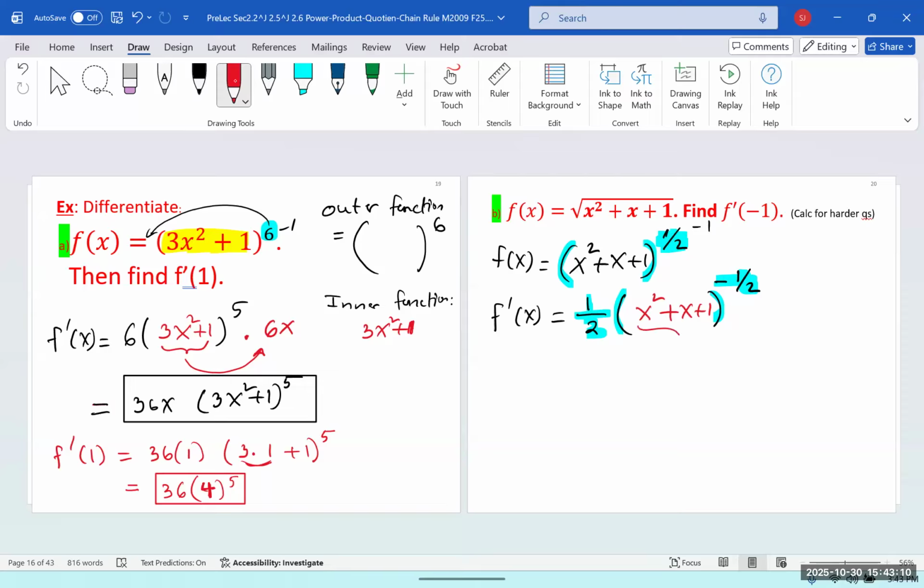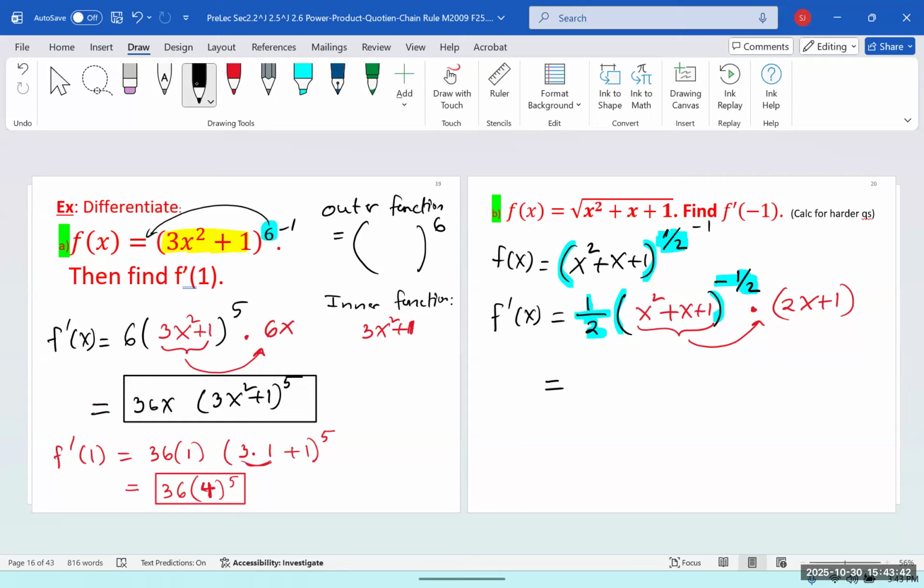Once you are done with the outer, then you can multiply by the derivative of the inside function, the entire inside function, which is 2x plus 1. The derivative of x squared is 2x, the derivative of x is 1. It's 2x plus 1. The derivative is done. You found your derivative. Now you just have to simplify to make it look nicer.